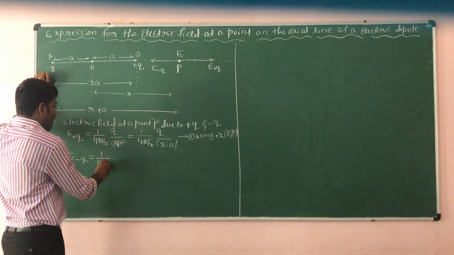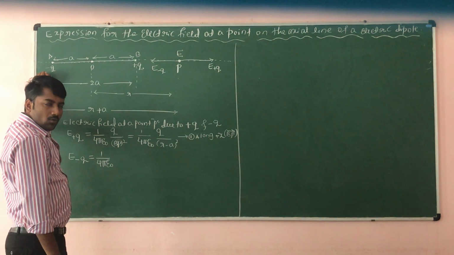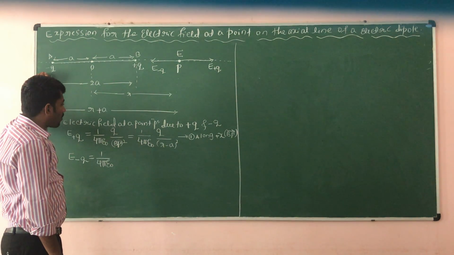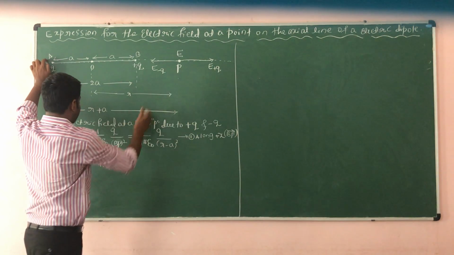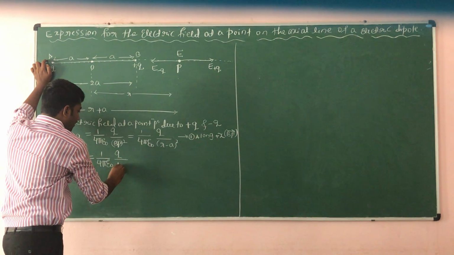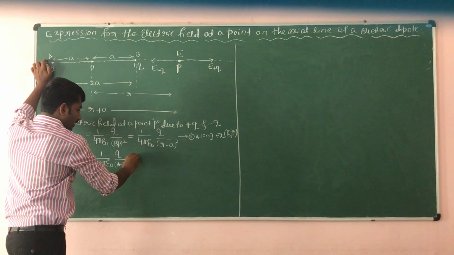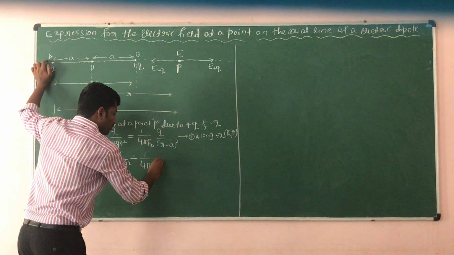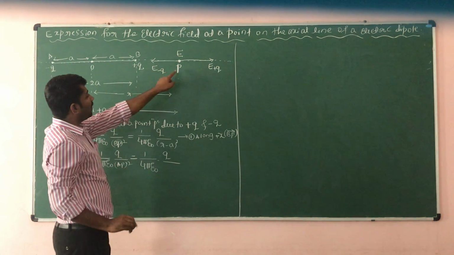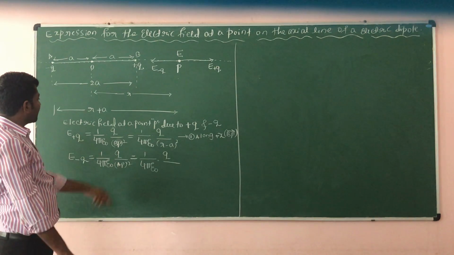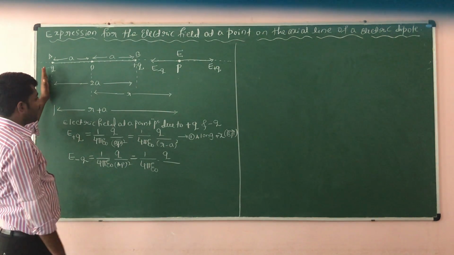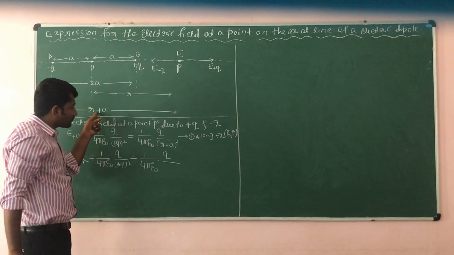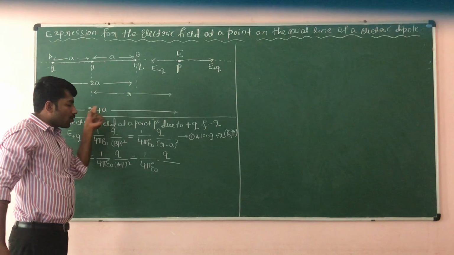to 1 divided by 4 pi epsilon naught Q divided by A to P whole square. The distance from A to P, how much is it? Look here, from A to P that is R plus A. The distance from A to P is R plus A.